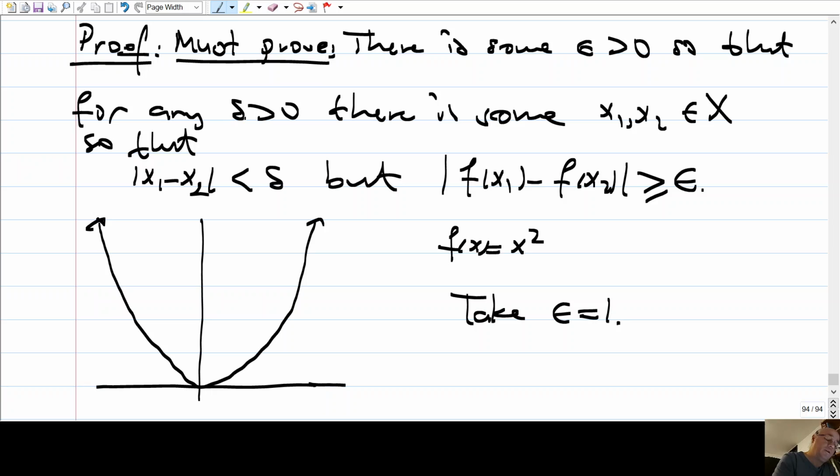No matter how close x1 and x2 will be, I will find x1 and x2 which are delta close as you want, but their images will be at least 1 unit apart. How can I do this? Well, suppose your delta is something like this. I'll just take this interval, put it on the x-axis and try to move it.